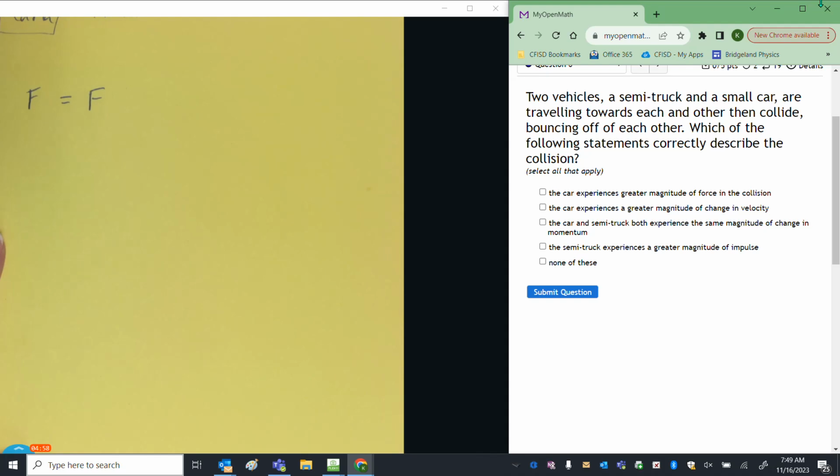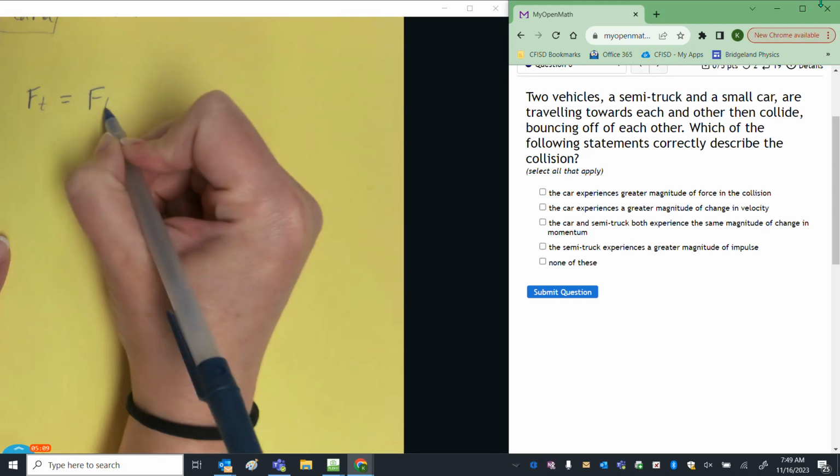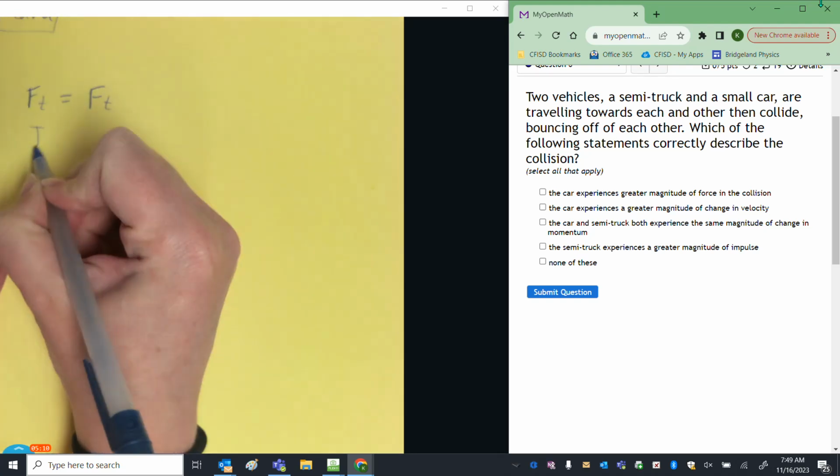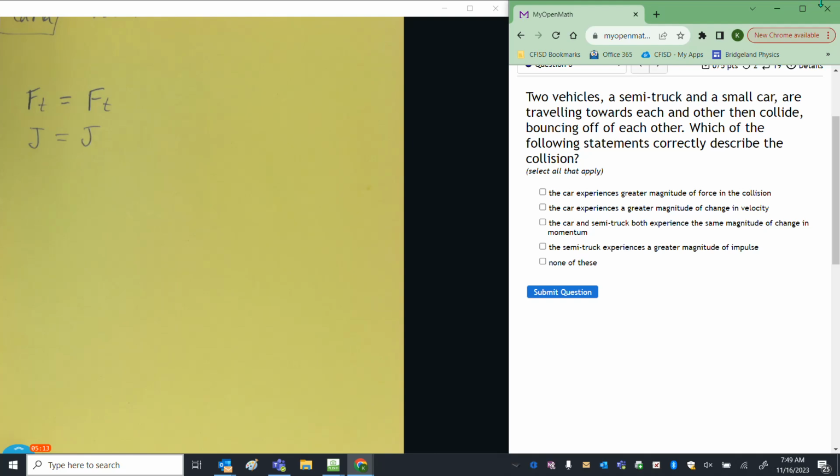Okay, however, and by the way, the times are equal too. It's impossible for the truck to be hitting the car without the car also hitting the truck, so the times are the same. And so if the forces and the times are both the same, then of course that means that the impulse is equal in that collision. Okay, but the masses aren't the same.